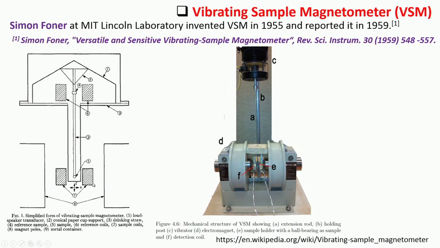If we can measure the induced EMF, which is proportional to the magnetization, then after calibration I will get the magnetization. Measuring the induced EMF, I will get the magnetization. That is the principle of this vibrating sample magnetometer. This part is the heart of this magnetometer, and it is easily understood by us after this course.